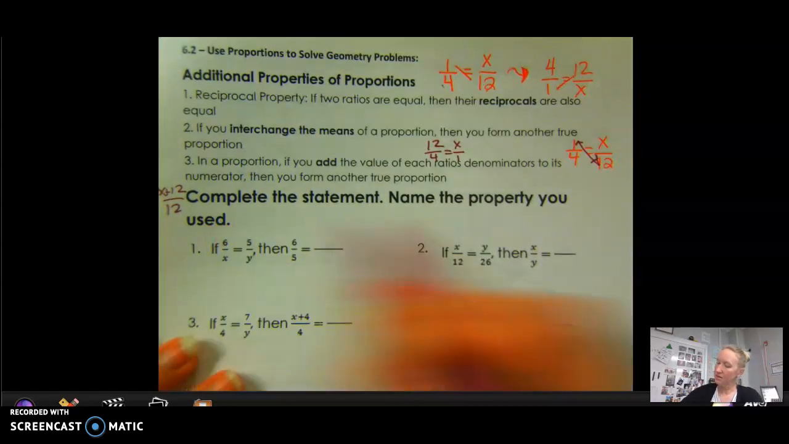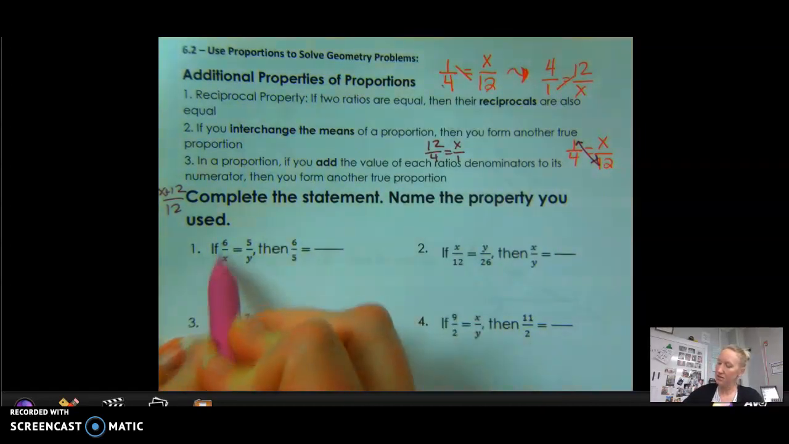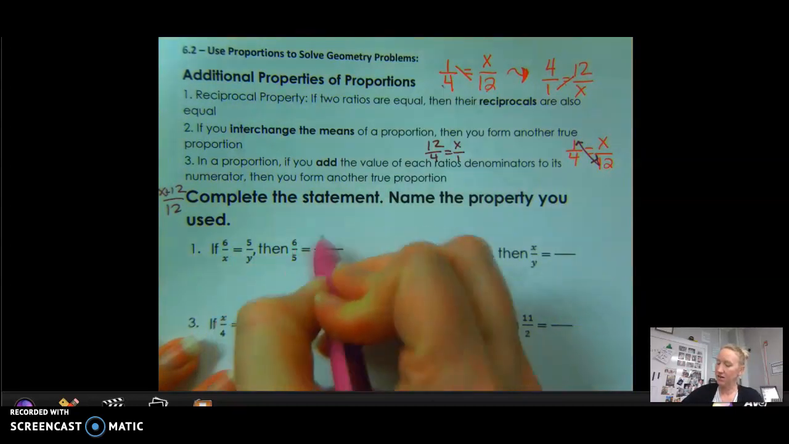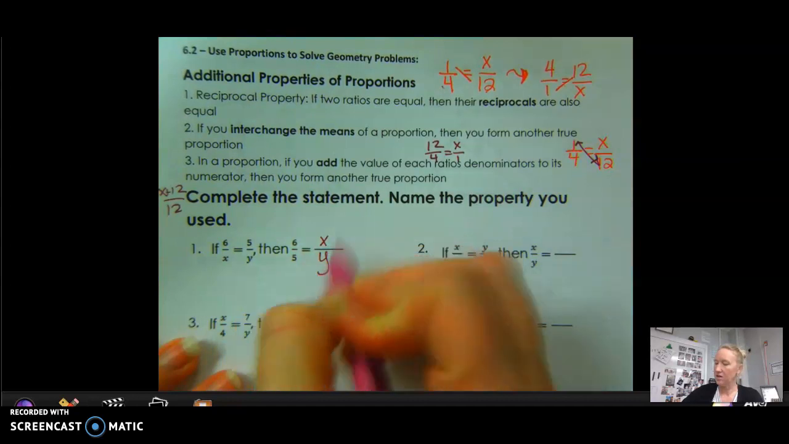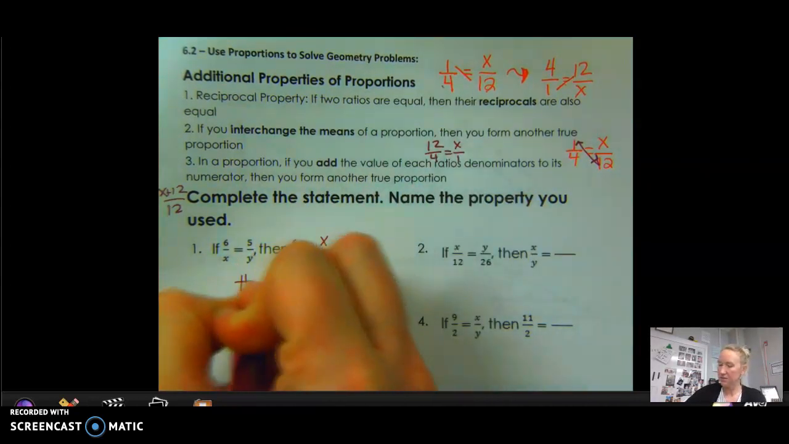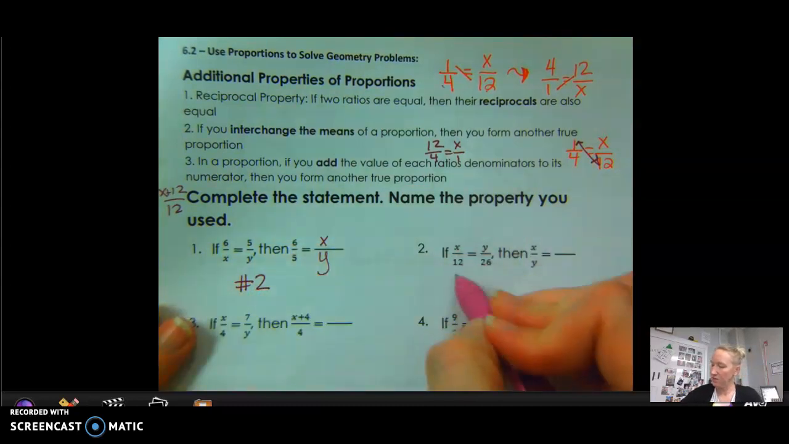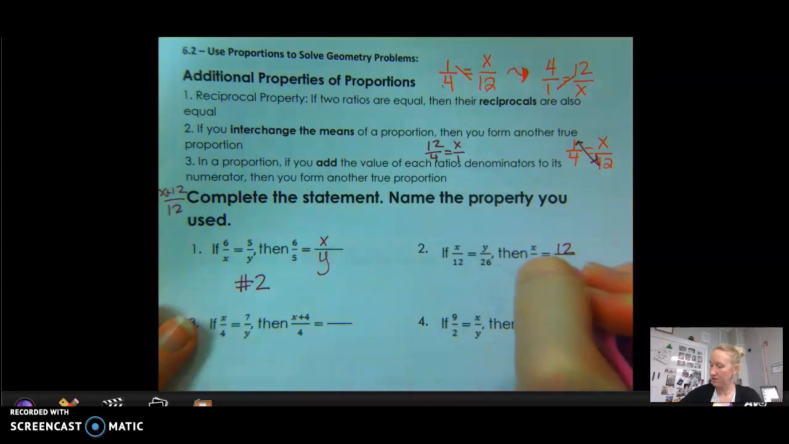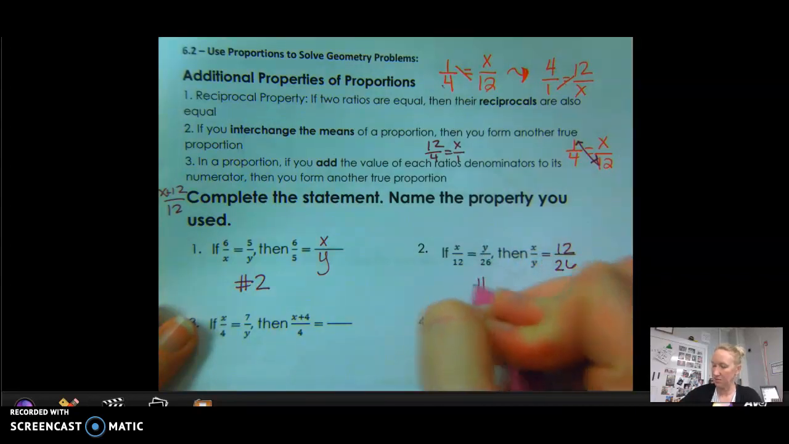Complete the statement, name the property that you use. So 6/x is equal to 5/y. That's the same thing as doing 6/5 is equal to x/y. We interchange the means on this one, so that would be number 2. x/12 equals y/26. x/y equals 12/26. Again, we interchange the means, so that would be number 2 again.